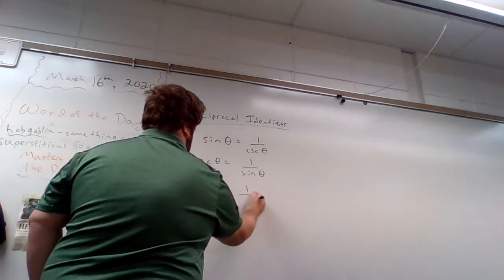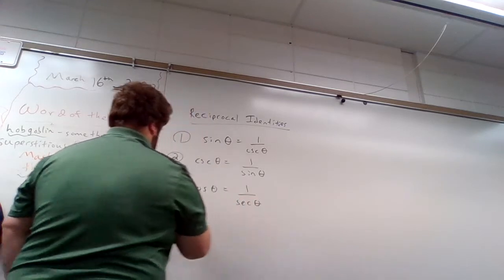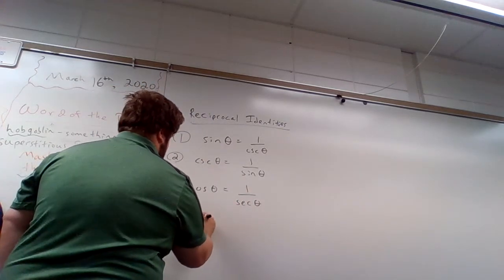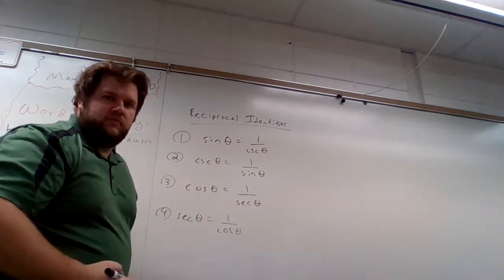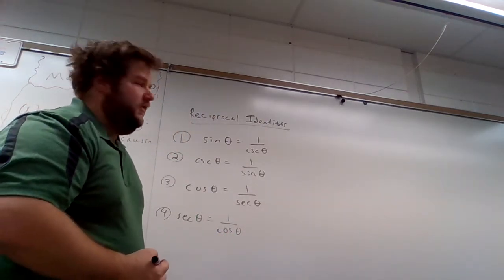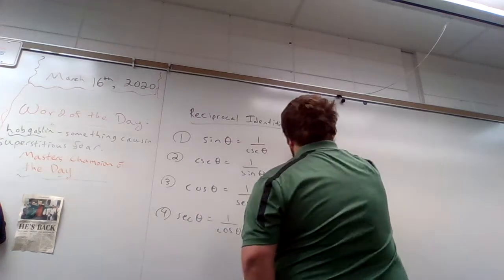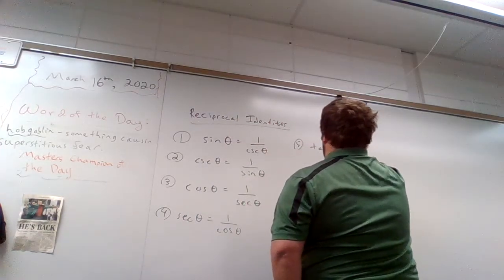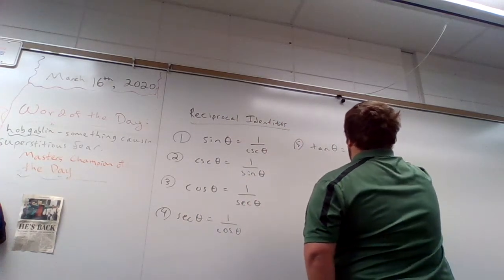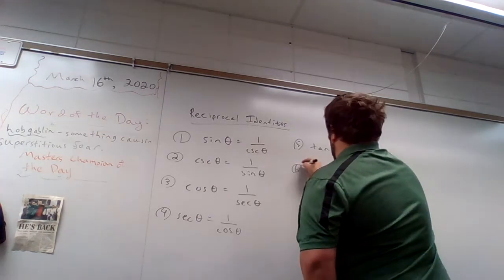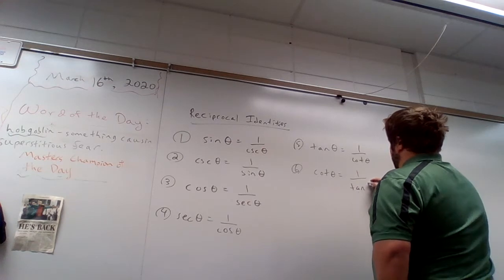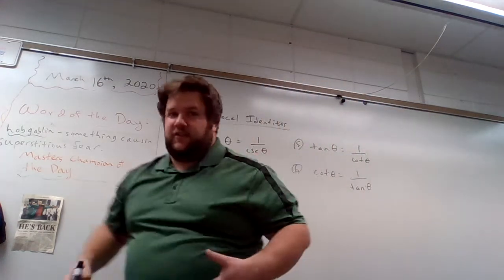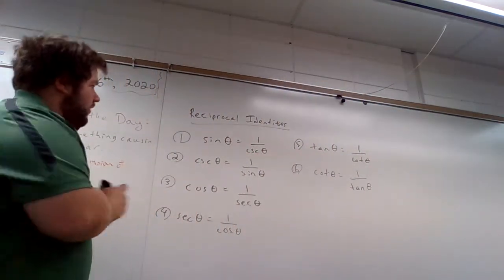So cosine is 1 over the secant. And secant's 1 over the cosine. Remember the other two? And the other two were tangent was 1 over cotangent. And cotangent was 1 over tangent. Okay, so in one way or another, we are interested still in using these reciprocal identities.